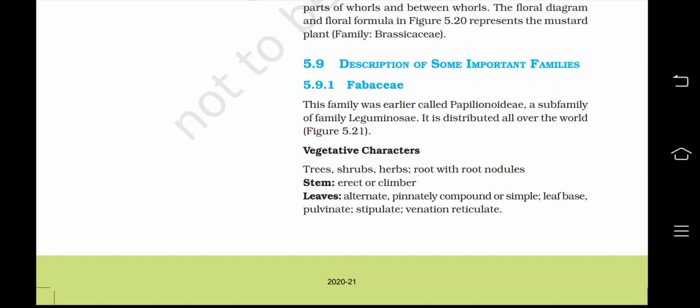Vegetative characters: trees, shrubs, herbs, root with root nodules. Stem erect or climber. Leaves alternate, pinnately compound or simple. Leaf base pulvinate, stipulate, venation reticulate.